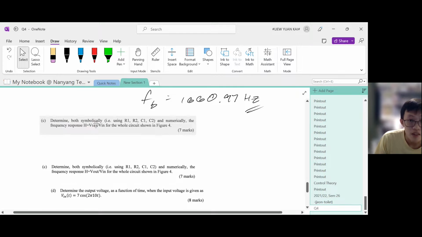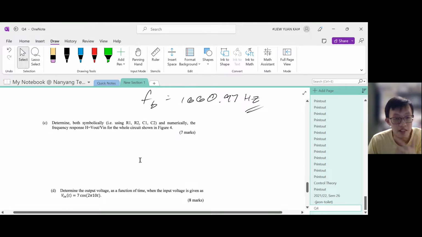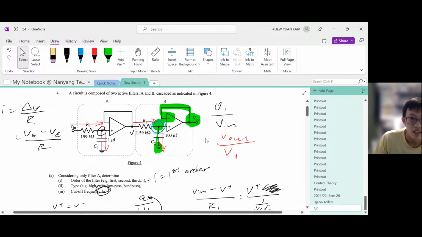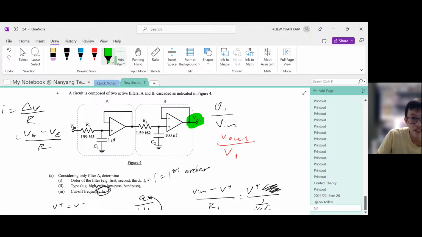Determine symbolically the frequency response V out over V in for the whole circuit. Again, this is the same as the last tutorial. V out is here, V in is here. To find the gain of the entire system, you take the gain of the first system multiplied by the gain of the second system. Again, to recap why: V out over V in. Let's start with the second system, which is V out divided by V1. This is V1. So V out divided by V1 is multiplied by the gain of the first system.